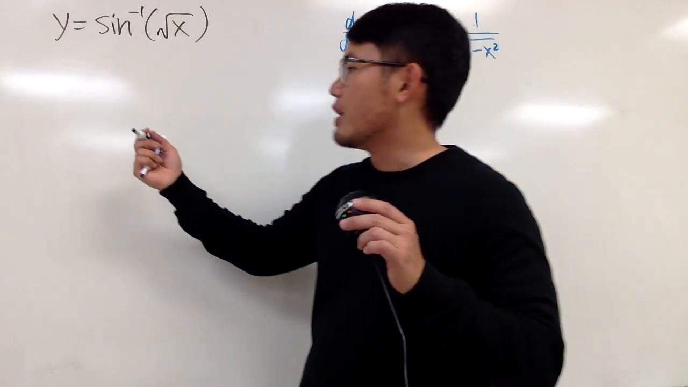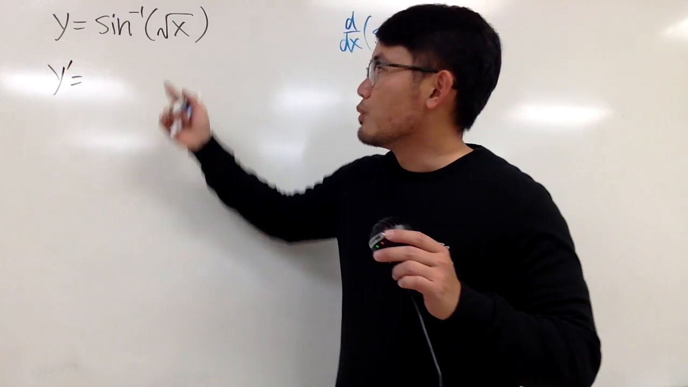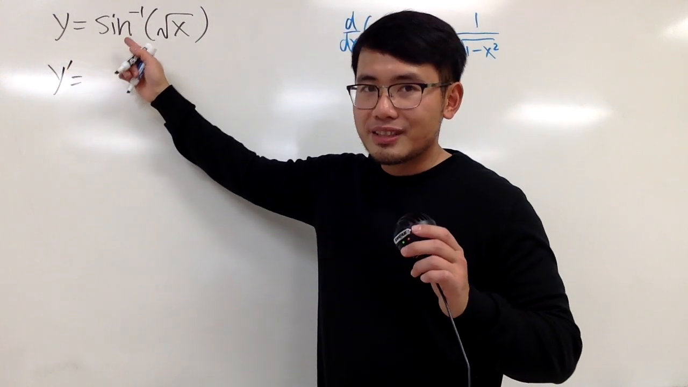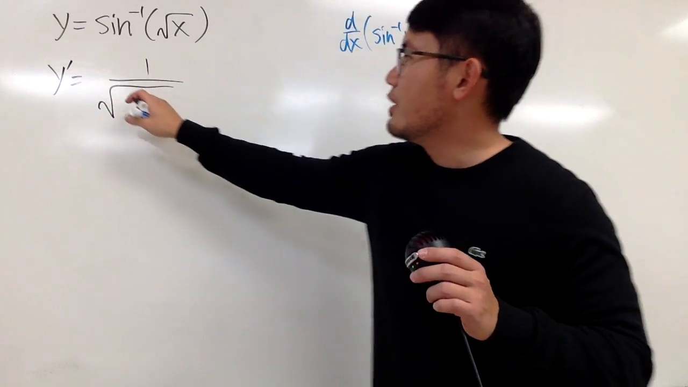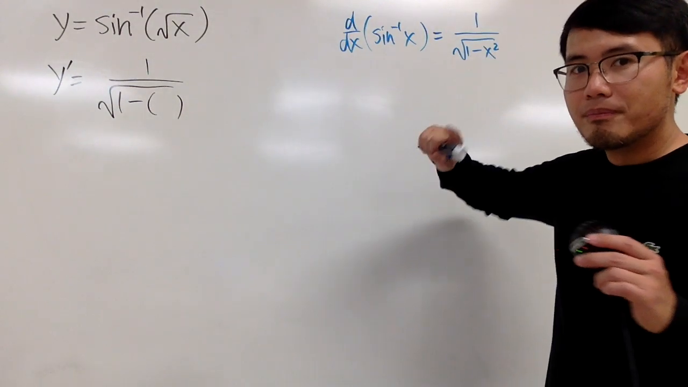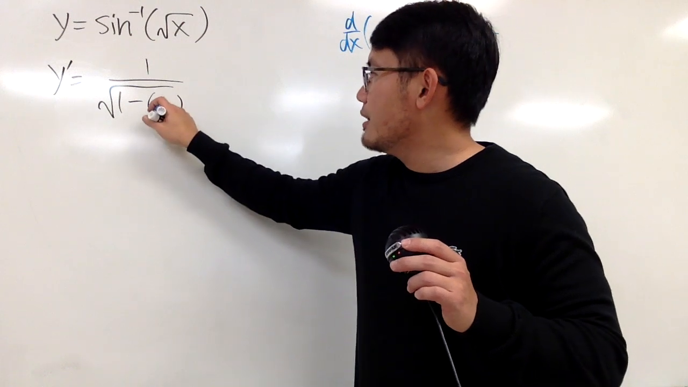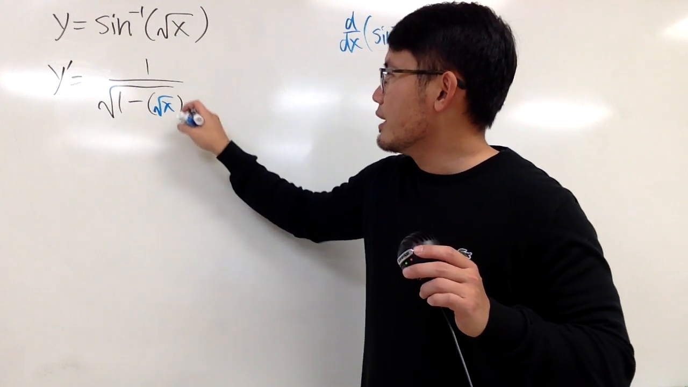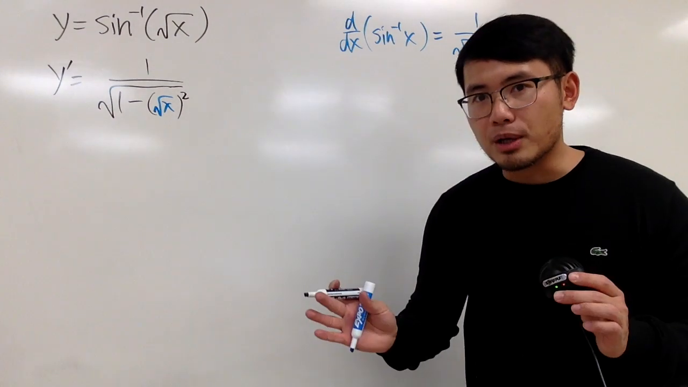Now, let's come back here. When we differentiate, let me just put y prime. For the big picture, when you differentiate inverse sine x, you first put down 1 over square root and then 1 minus, right? It's pretty much this form. But this time the input is square root of x. So you are going to enter square root of x right here. And don't forget this right here is to the second power. So that's the big picture.